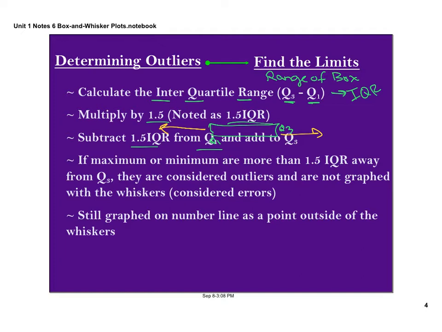Those become your limits. If at minimum or maximum or any point, because sometimes there's more than one, if any data falls outside of those two values, then they're considered outliers. We still graph them on the number line, but they're graphed as a point outside of the whiskers. They're not part of the box and whisker plot anymore. All right.